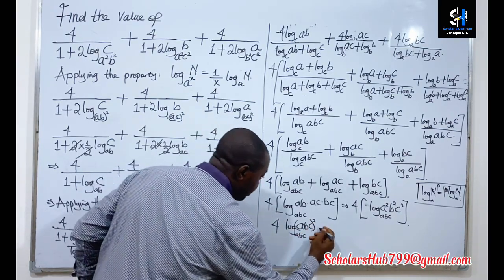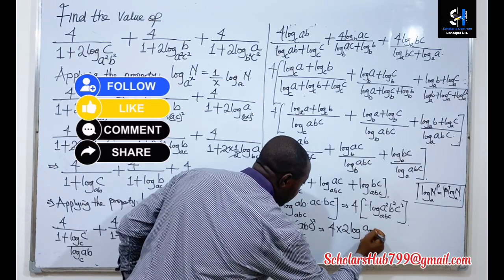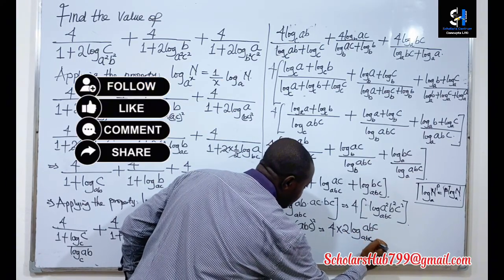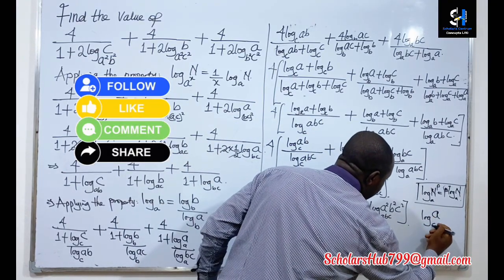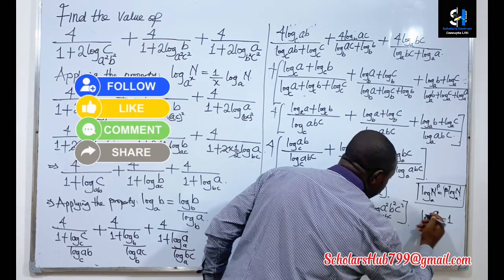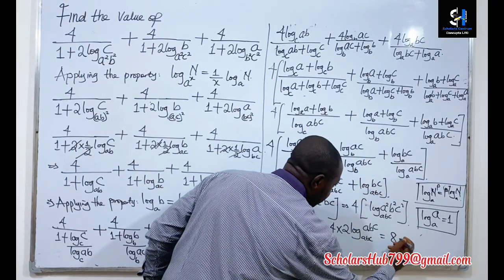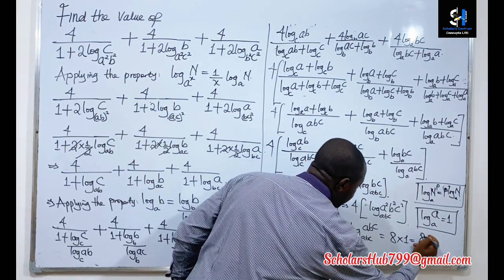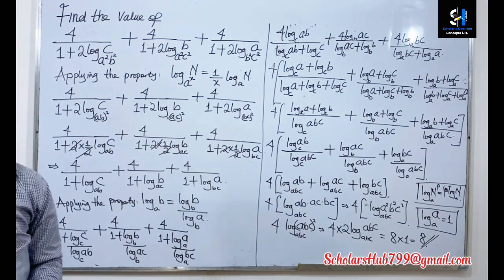So I'm going to take the 2 to the front. This becomes 4 times 2 log ABC to base ABC. We can then recall that when we have log A to base A, that is equal to 1. That's another property of logarithms. So this will be 8 times 1. So the value of this expression is equal to 8.